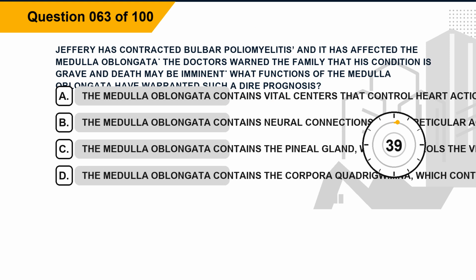Question 63. Jeffrey has contracted bulbar poliomyelitis, and it has affected the medulla oblongata. The doctors warn the family that his condition is grave and death may be imminent. What functions of the medulla oblongata have warranted such a dire prognosis?